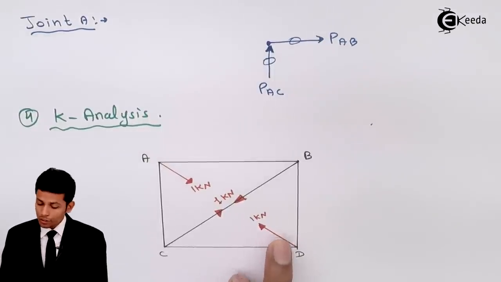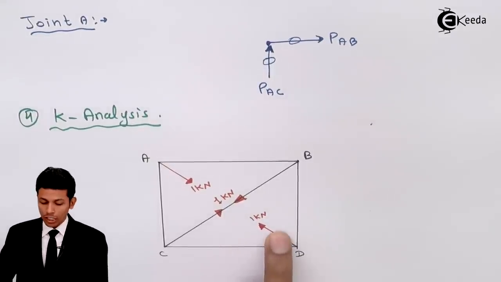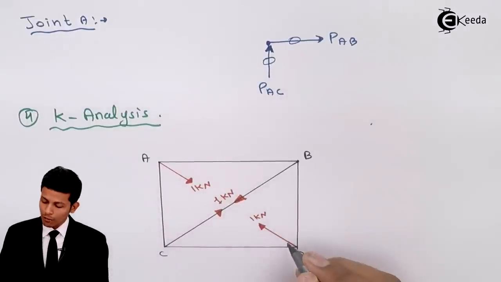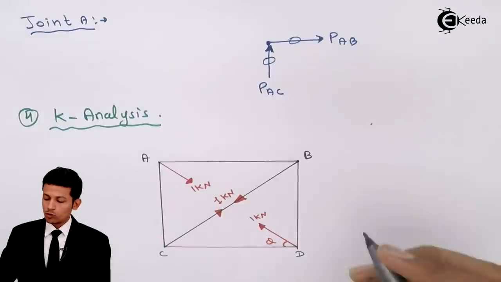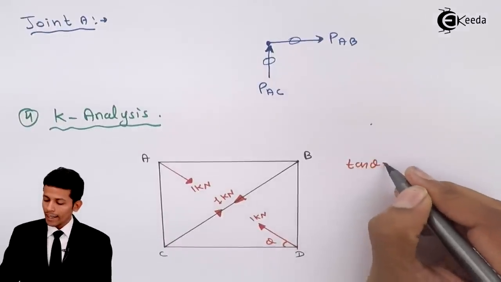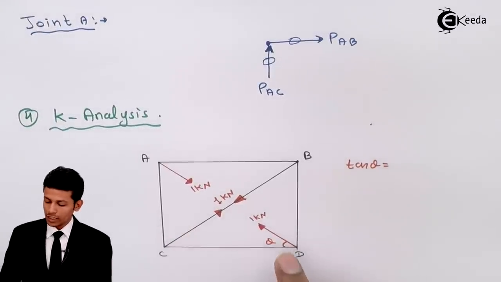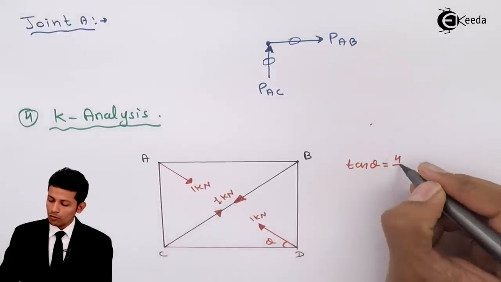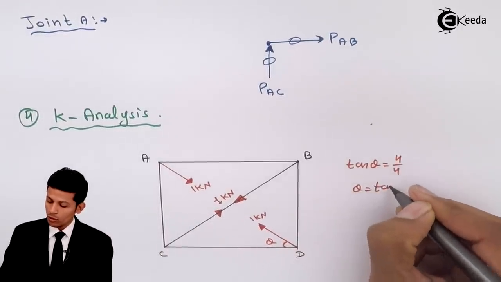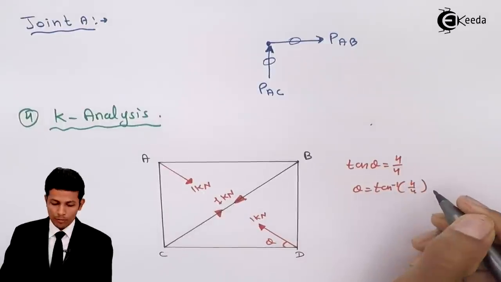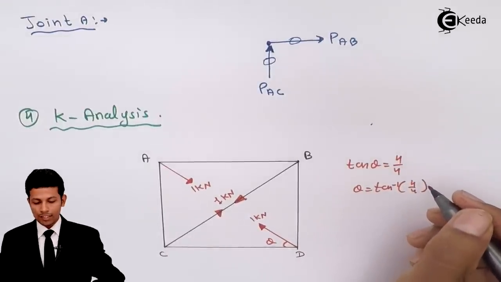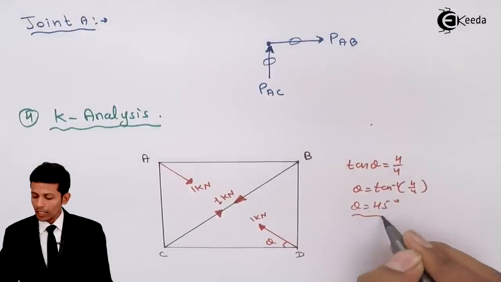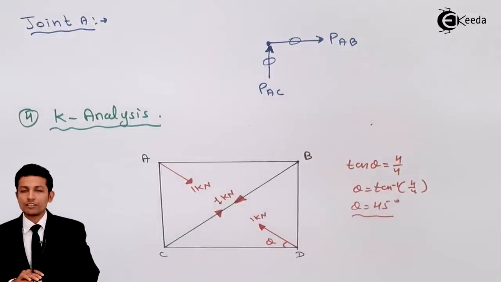Now we have to resolve this 1 kN over here and this 1 kN over here, this 1 kN over here and this 1 kN over here, means we have to find this angle theta. So how will you find theta? Tan theta is equal to opposite upon adjacent. See, when we are finding this theta, opposite will be 4 by 4. So theta is equal to tan inverse of 4 by 4, I think it is 45. So friends, theta will be 45 degrees. Since it is 4 by 4, the distance will be the same.